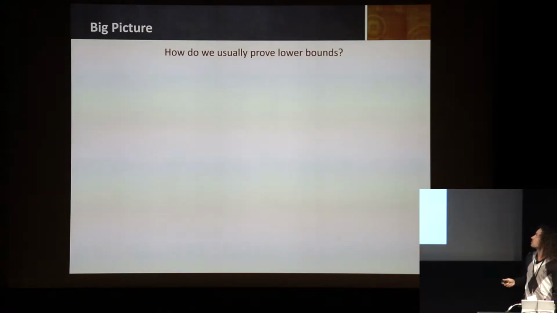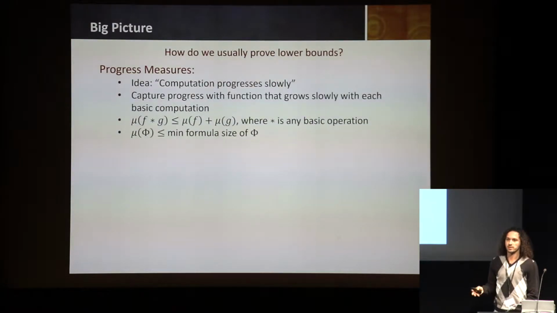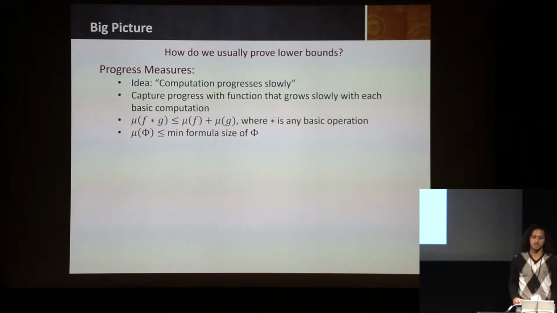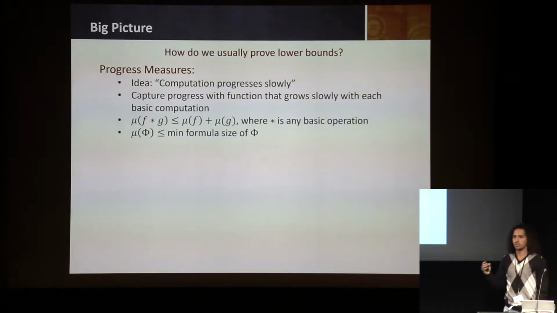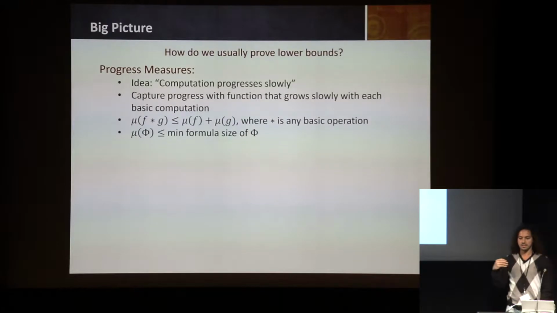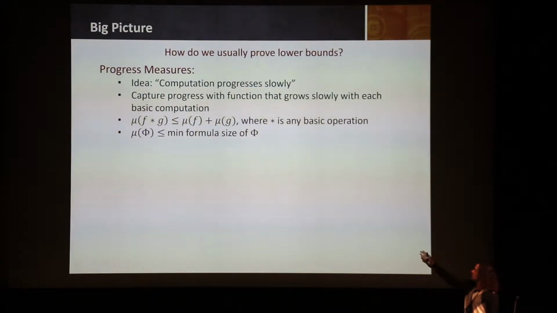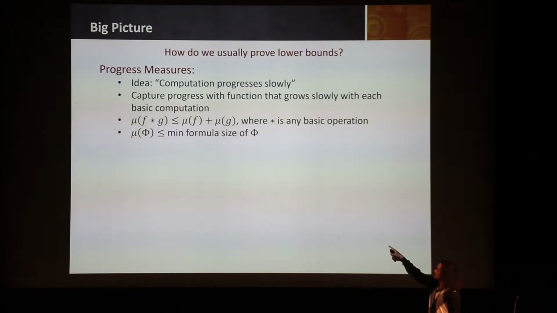Okay, now how do we usually prove lower bounds? Well, we usually tend to think of progress measures, right? Even in the Boolean case and in the arithmetic case. So the idea is that computation progresses slowly. And then we capture progress with some function that grows slowly with each basic computation. So for example, we pick a measure mu, such that mu of f star g, where star is any basic operation, plus or times, is less than or equal to mu of f plus mu of g, okay?